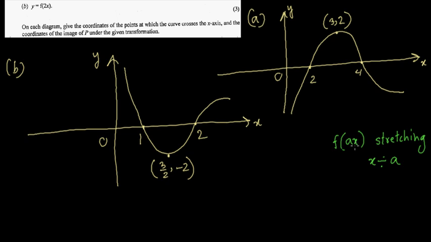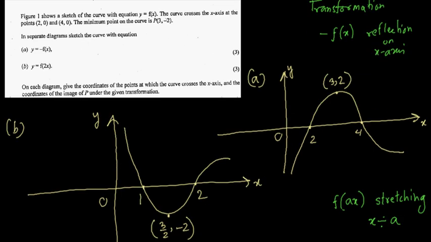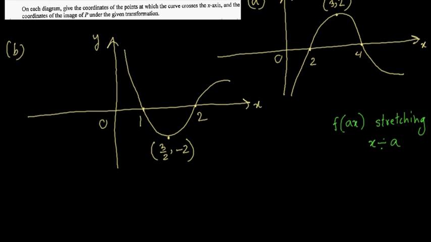Here the special thing is we divide the x coordinate with a, not multiply. We divide the x coordinate with a whenever it is f(x/a). So the original picture would look pretty much the same. The picture would be the same. There would be change in terms of coordinates.